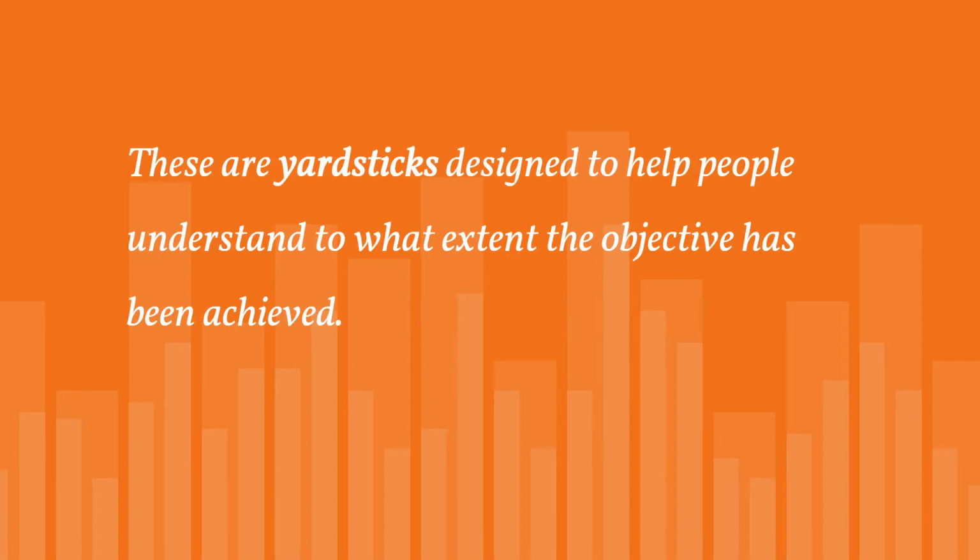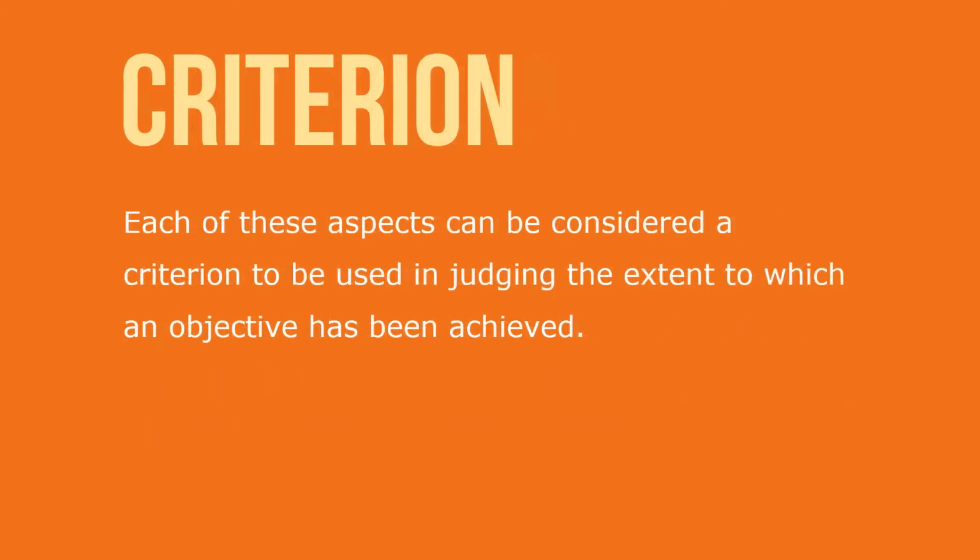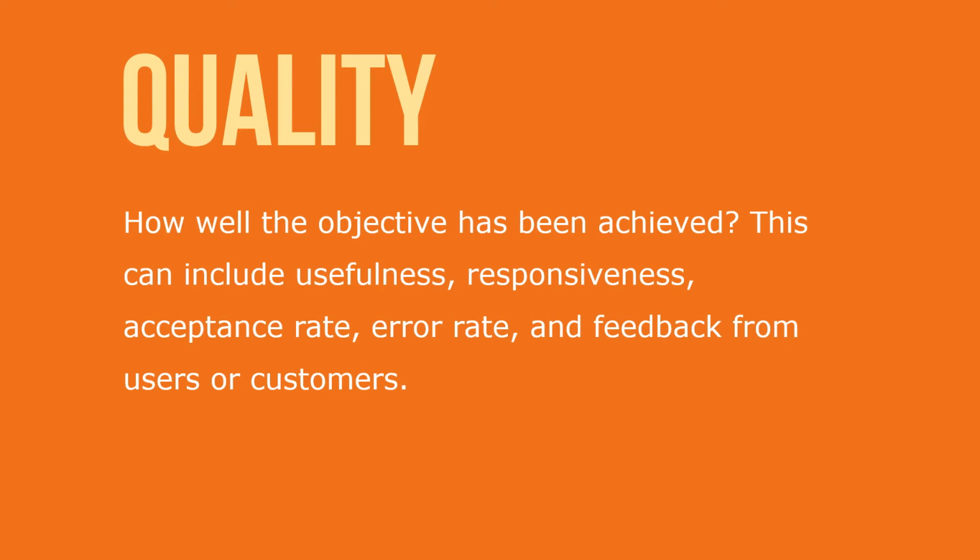After accountabilities and objectives have been determined, the next step is to define performance standards. These are yardsticks designed to help people understand to what extent the objective has been achieved. The standards provide raters with information about what to look for to determine the level of performance that has been achieved. Standards can refer to various aspects of a specific objective, including quality, quantity, and time. Each of these aspects can be considered a criterion to be used in judging the extent to which an objective has been achieved. How well has the objective been achieved?